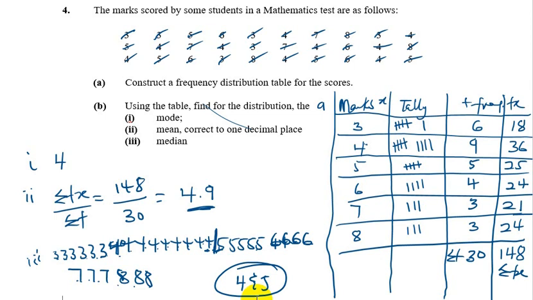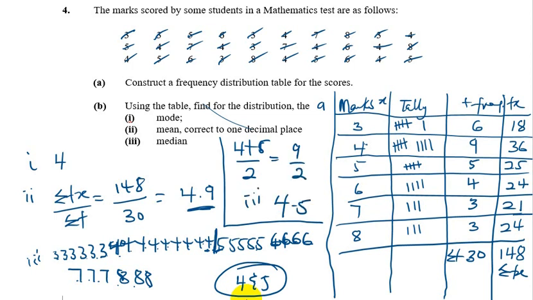But after picking 4 and 5, we still need one number. So what do we have to do? We have to add them. So it will be 4 plus 5 divided by 2, because there are 2 of them. So we are going to get 9 over 2, and that will give us 4.5 as our median.